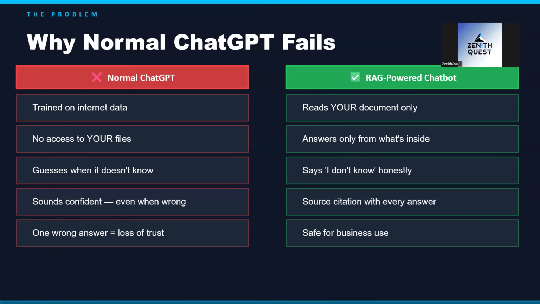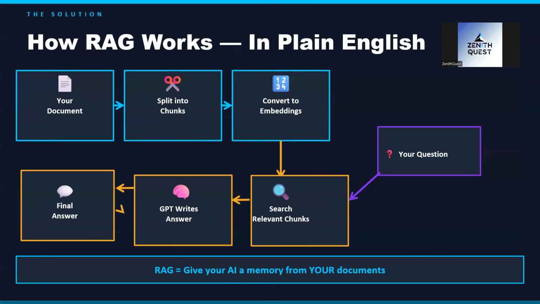Imagine this is a business setting and an employee asks the AI about their leave policy and gets the wrong answer. They act on it. That's a real problem. This is exactly what RAG solves. So this RAG only answers from what's inside your document. And when something is not in the document, it tells you honestly, I don't have that information. That's the difference between a toy and a production system. So next we will see how RAG works.